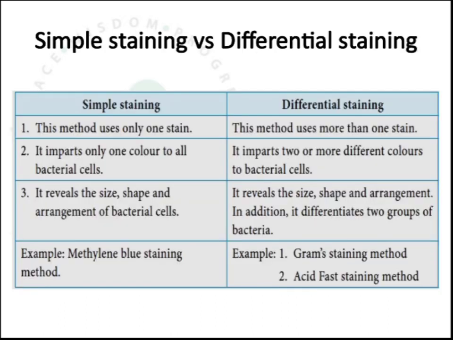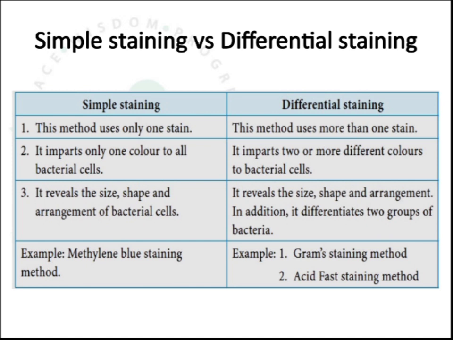Now, the difference between simple and differential staining is that in simple staining we will use only one stain, in differential staining more than one stain. So simple staining will give only one color to all the bacterial cells. Differential stain will impart two or more different colors to bacterial cells. Simple staining reveals the size, shape and arrangement of bacterial cells, and along with that, differential staining gives an additional benefit: it will differentiate the microorganisms into two groups of bacteria.